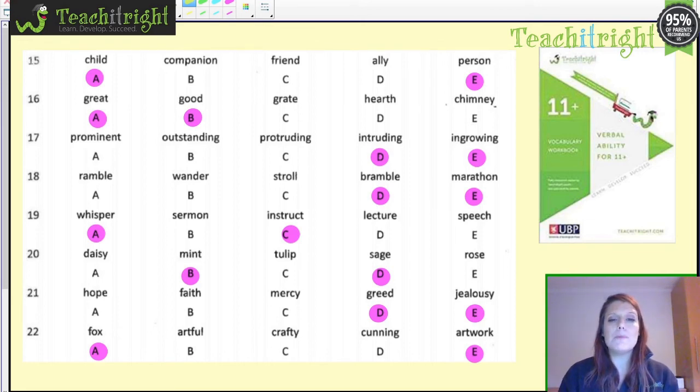18, ramble, wander, and stroll are all types of walk. Bramble is a bush, and a marathon is a long distance run.